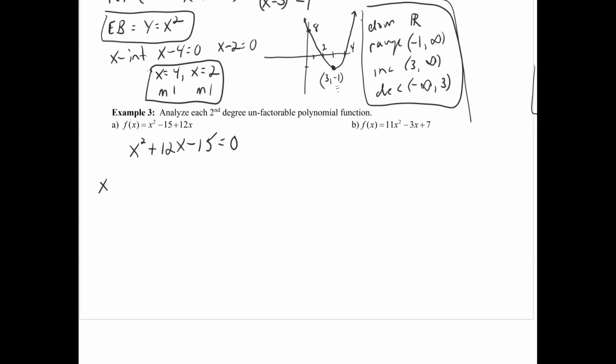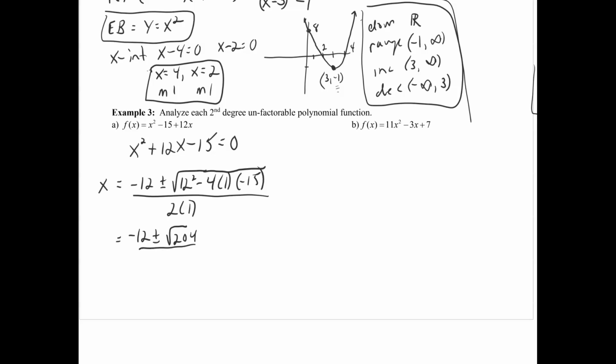x equals negative b, that's negative 12, plus or minus the square root of b squared, which is 12 squared, minus 4 times a times c, all over 2 times a. All right, so let's make sure that we know the whole thing's under the radical there. Now let's simplify this a bit. So we have negative 12 plus or minus the square root of 144 plus 60, that's 204, all over 2.